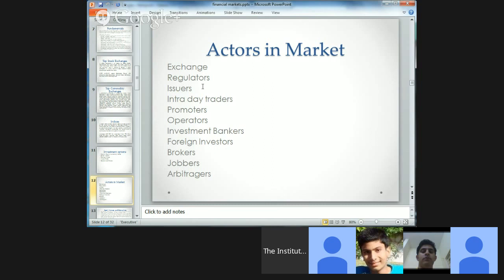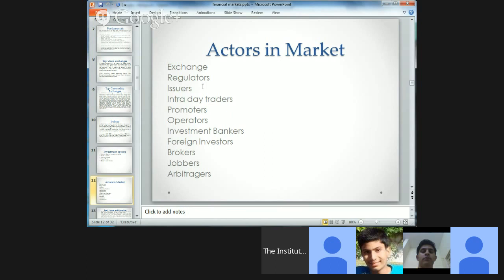So these are issuers. And then you have intraday traders. Intraday traders are basically people who will just try to make money in one particular day. They do not actually hold the product for a long time, and they just want to buy certain goods and move using the trends. And I'm going to discuss intraday trading later on in this lecture.